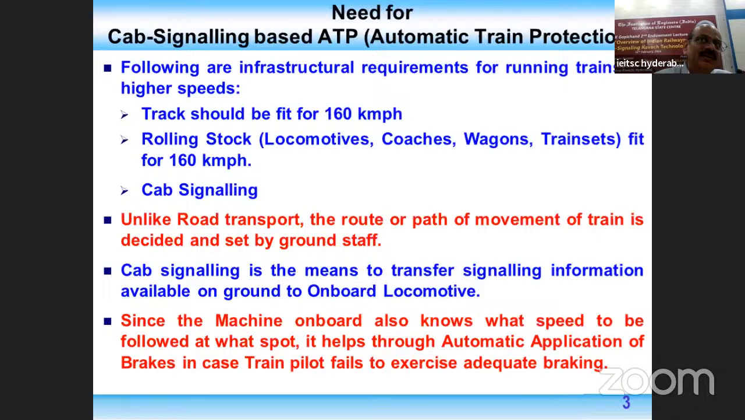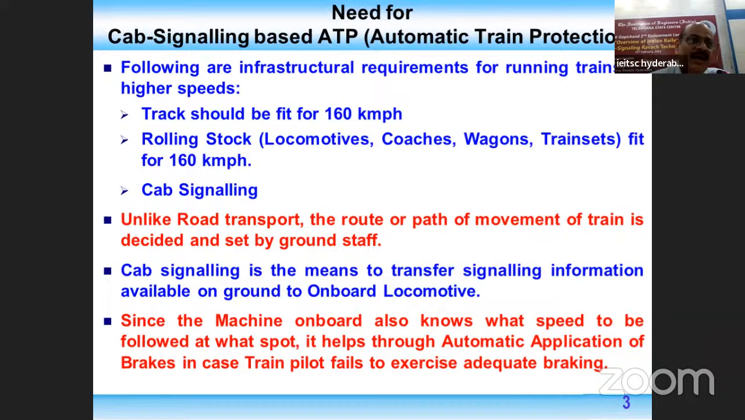Our railway driver or train pilot does not have a steering wheel like road vehicles, so they cannot select the route like road vehicle drivers. The route is set by a ground person and through ground equipment. The safety or clearance of the route is conveyed to train drivers or train pilots by means of line side signals, those signals which are situated beside the track. Now, this information is available on the ground.